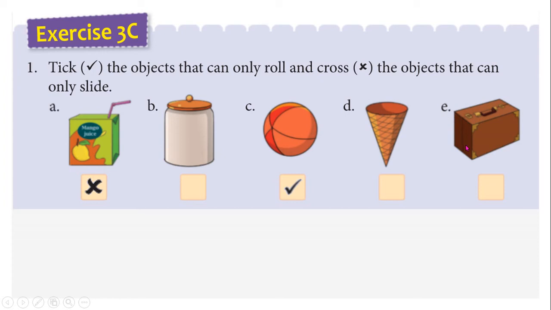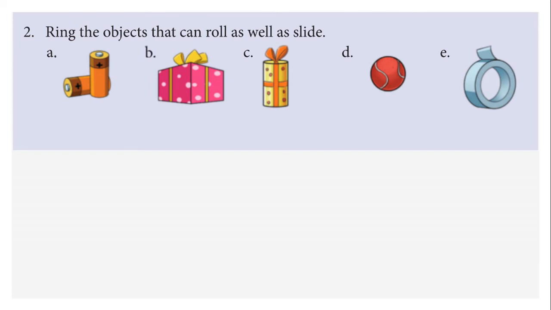Coming to E, it is a box with flat surfaces. Therefore, when it is pushed along the ground, it can have only sliding motion. It can only slide. Therefore, we will put a cross mark in this box. Now let us move to the next question. Question number 2. Ring the objects that can roll as well as slide.